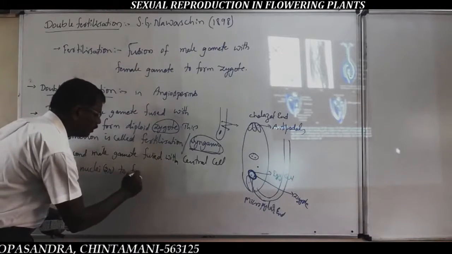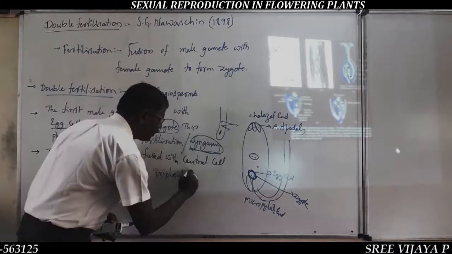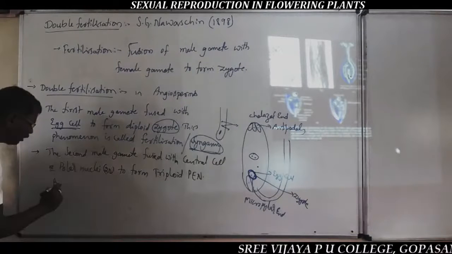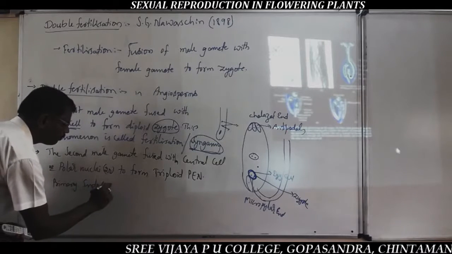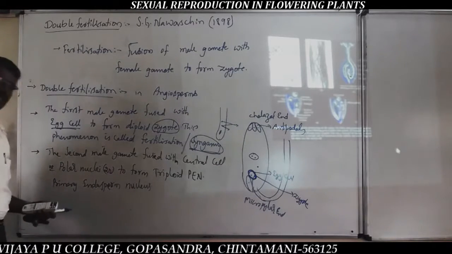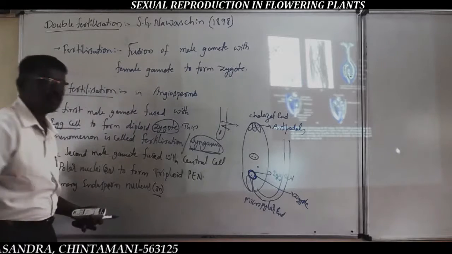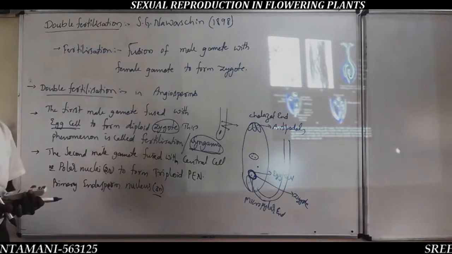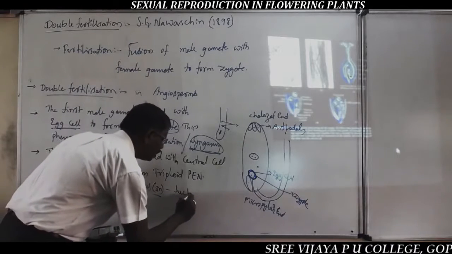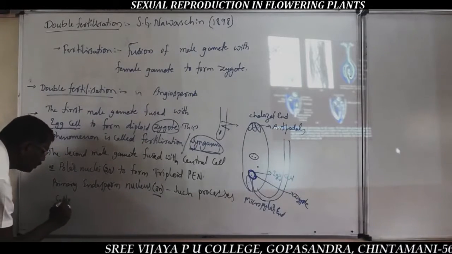The male gamete fused with the diploid central cell forms the triploid primary endosperm nucleus. This primary endosperm nucleus is 3N in nature, that is, triploid. So such a process is called triple fusion.